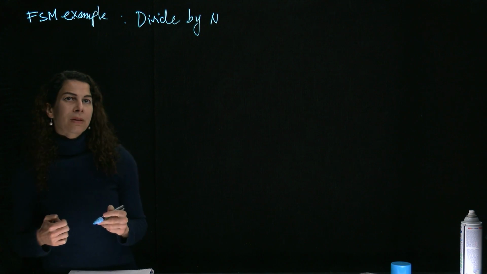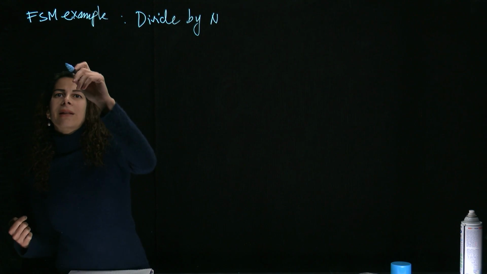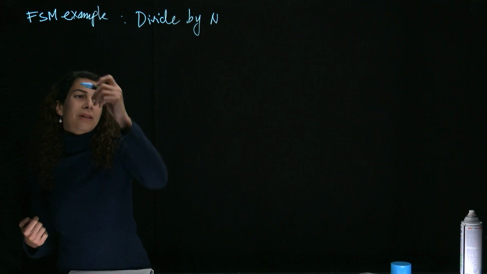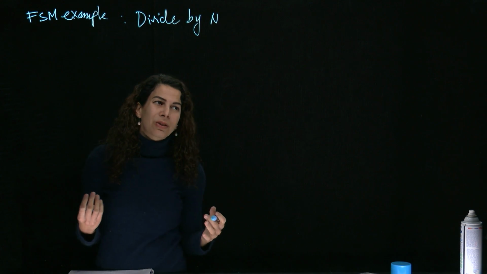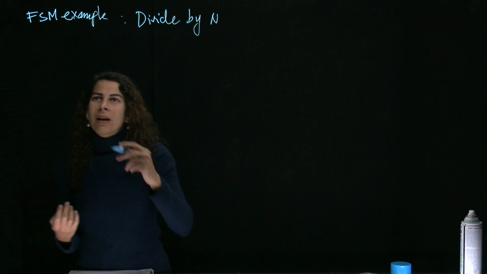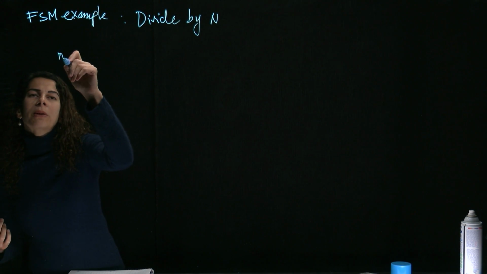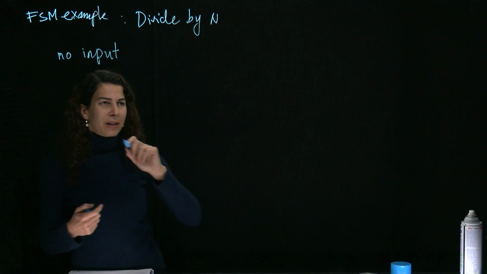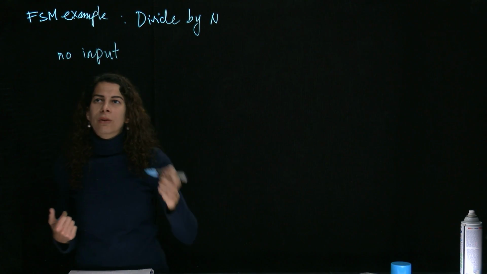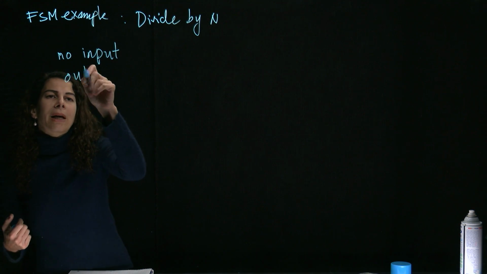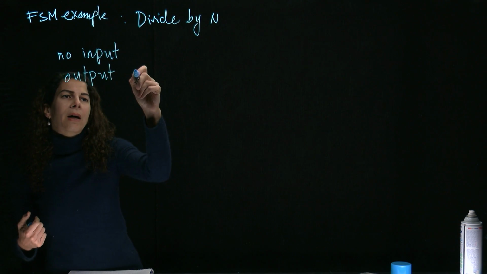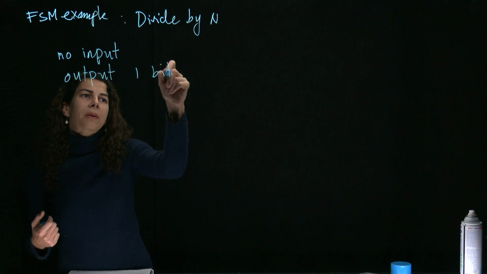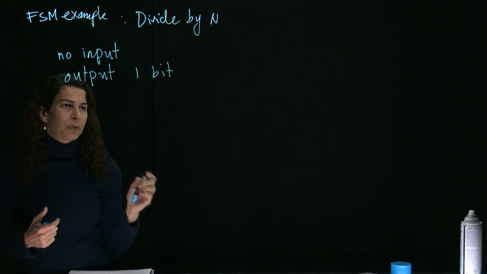What is the input? Basically, since all the registers in the circuit are already connected to the clock, there is no input. And the output is just the pulse, which is a 0 or 1. So the output, again, is a 1 bit, which will be high on the nth count.